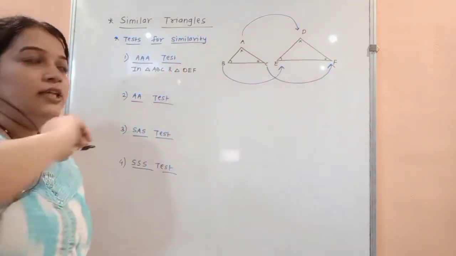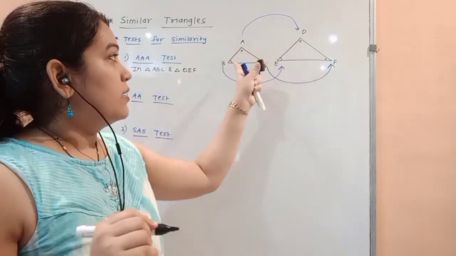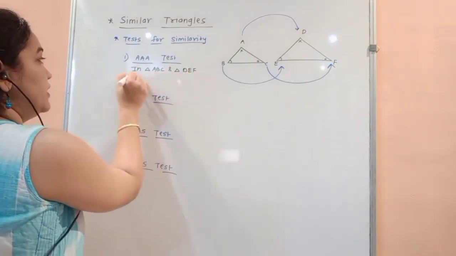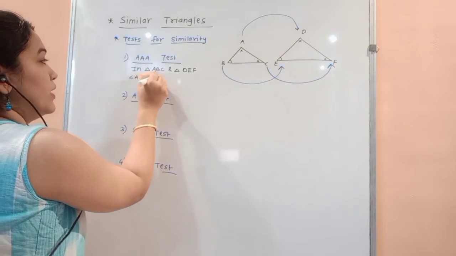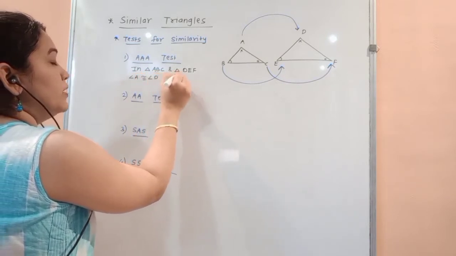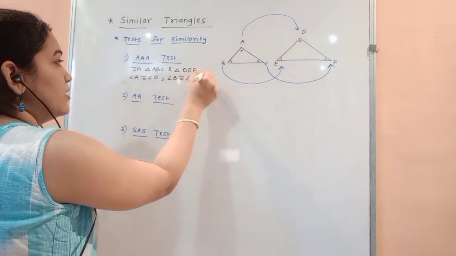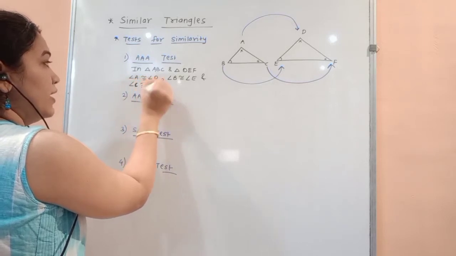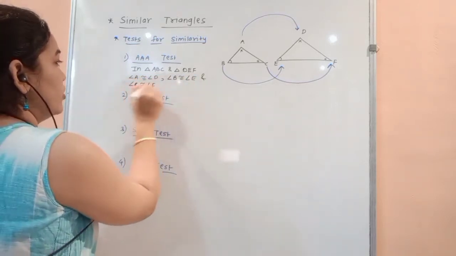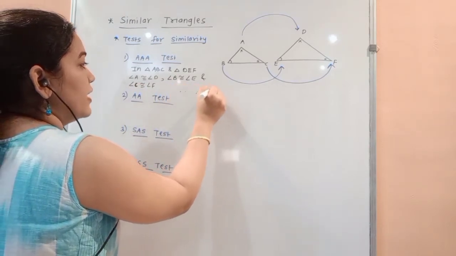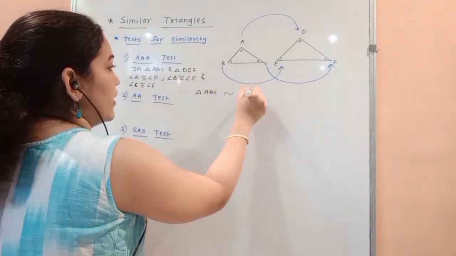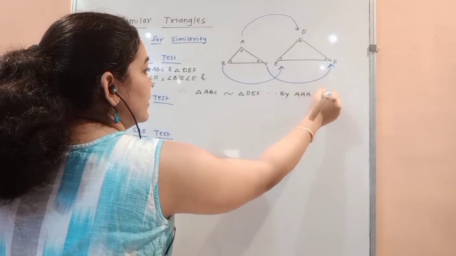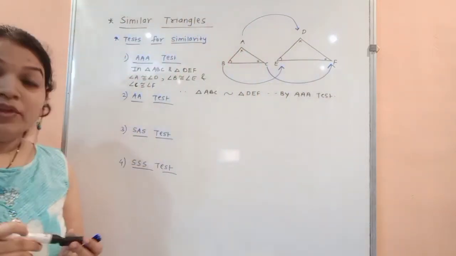DEF. So A congruent to D, B congruent to E, and C congruent to F. In triangle ABC and triangle DEF, angle A congruent to angle D, angle B congruent to angle E, and angle C congruent to angle F. Yes or no? Therefore, I can say triangle ABC similar to triangle DEF by AAA test of similarity. Are you getting me, class?